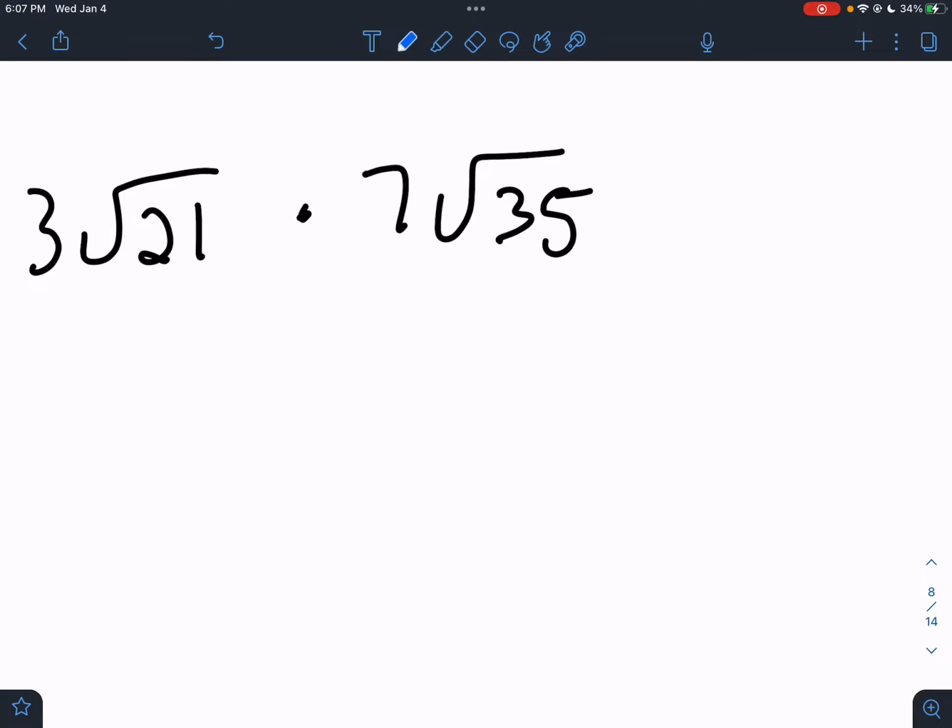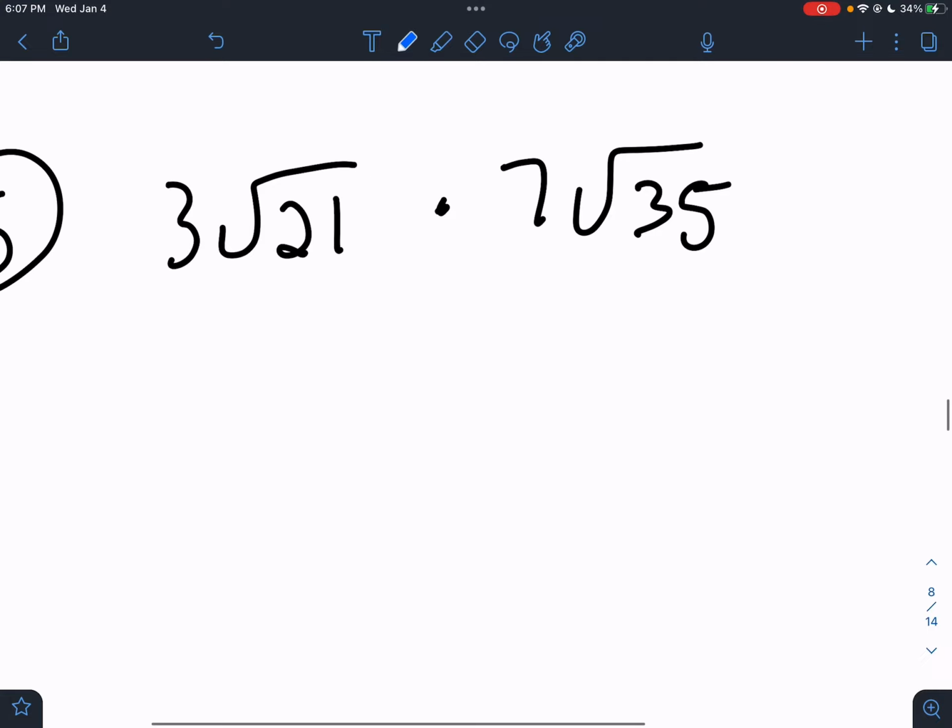So what do we do? Well, remember, you can multiply in any order. So I'm going to do whole number times whole number. So that's 7 times 3, that's 21. And then I'm going to focus on the radicals. And in this class, I've told you all year, it is better to break down first, then rebuild, than it is to build and then break it down.